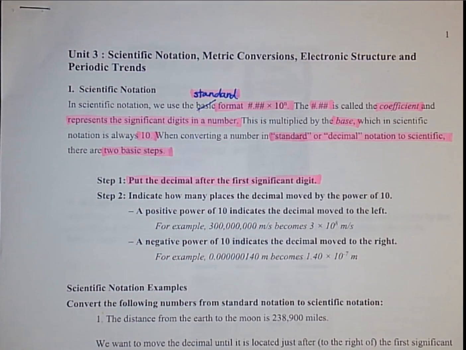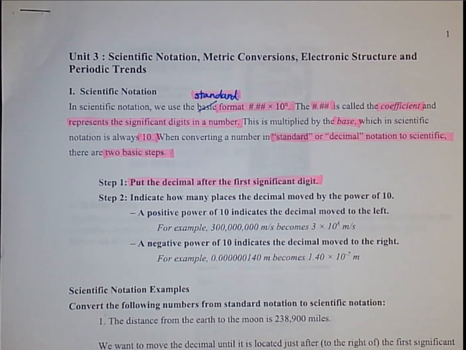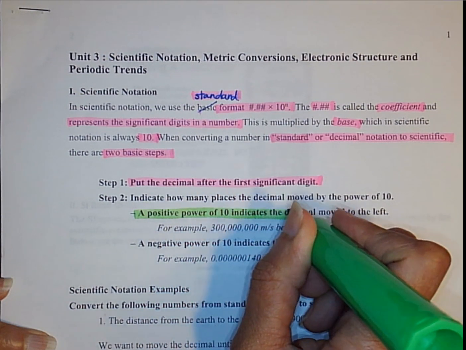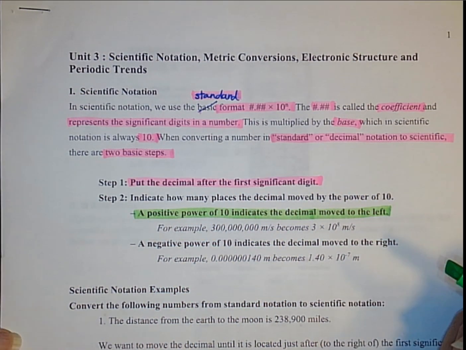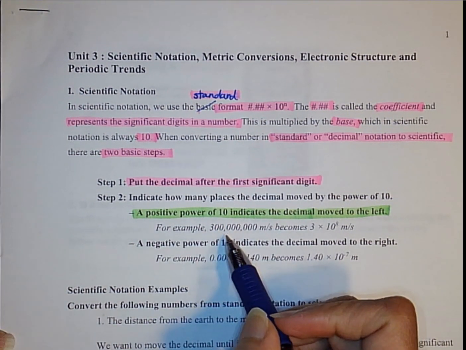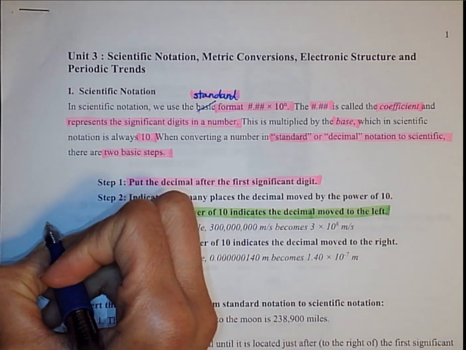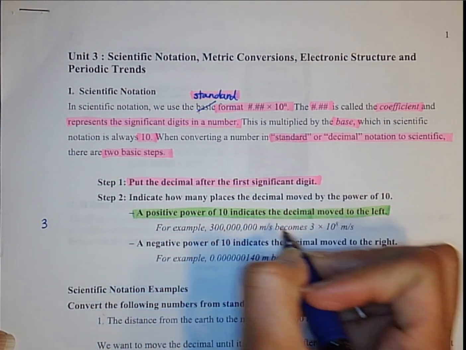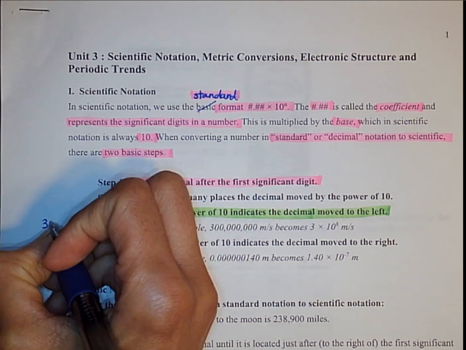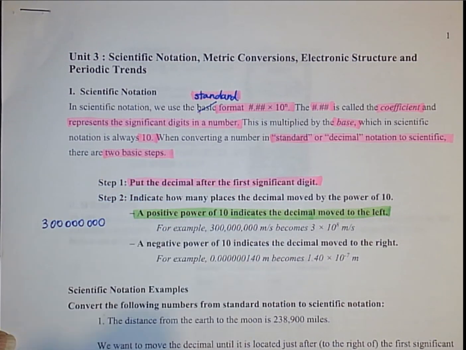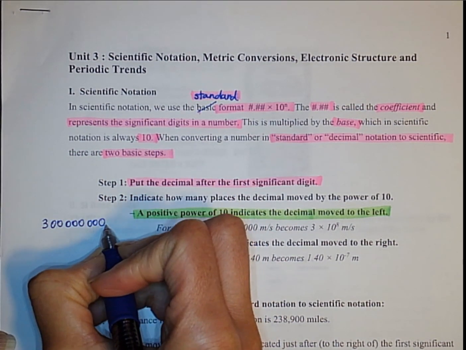Okay, so let's talk about those two basic steps. The first basic step is when you have a positive power of 10, that indicates that you need to move the decimal to the left. So in this case, we have this example right here. Let me rewrite it. And this is 1, 2, 3, 4, 5, 6, 7, 8 and 1, 2. Okay, so notice that our decimal is right here.